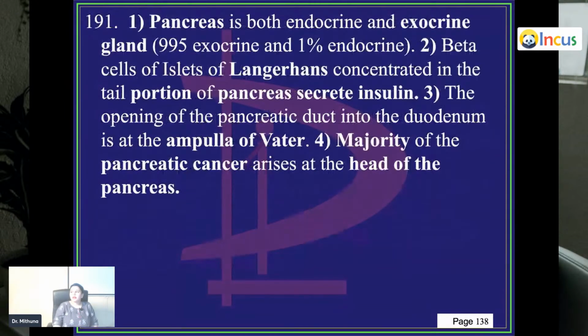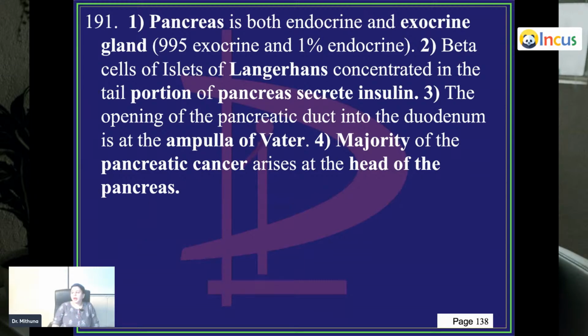So I've told you pancreas is both endocrine and exocrine. Exocrine is more, 99%, endocrine is less, 1%. Beta cells of the islets of Langerhans act as the endocrine. Insulin is being produced, so that is what is acting here. It is especially concentrated in the tail portion, the last portion of the pancreas. That is where the insulin is being produced. You need insulin for your sugar metabolism.